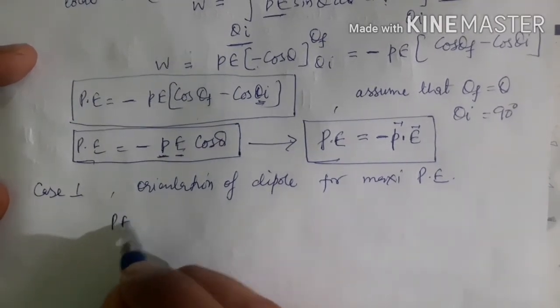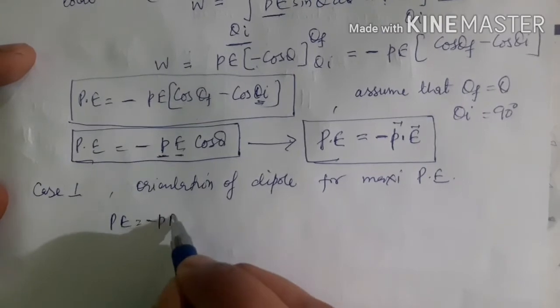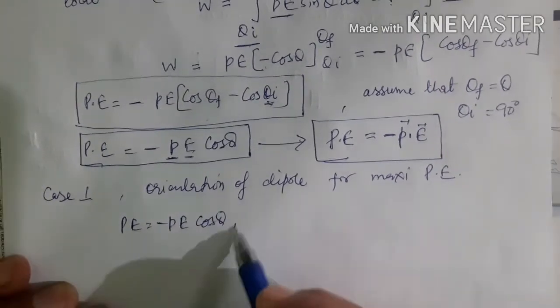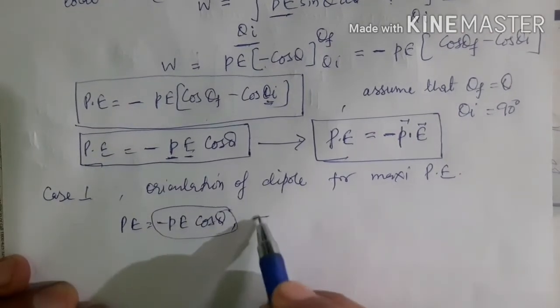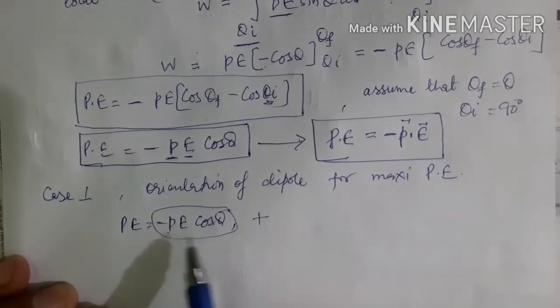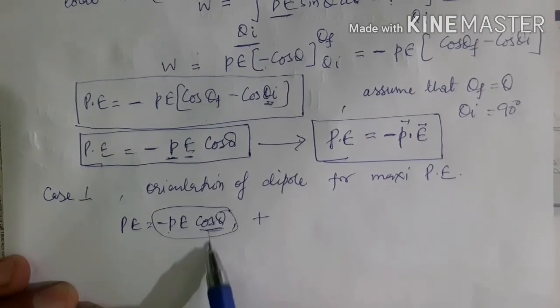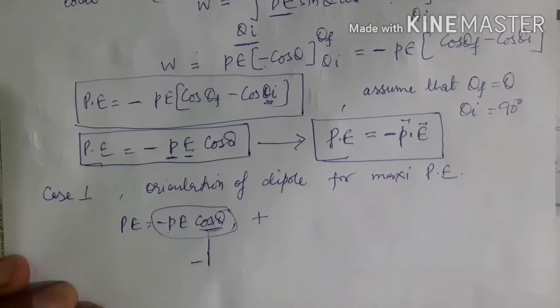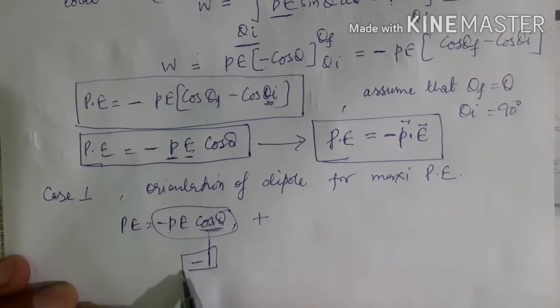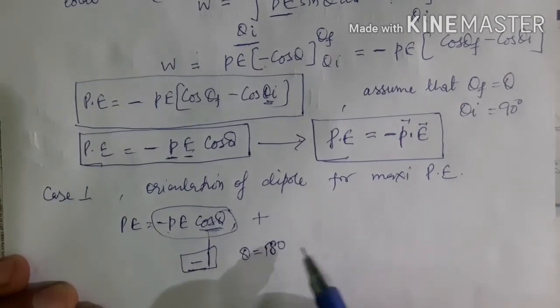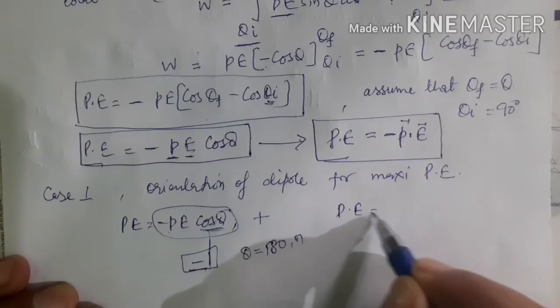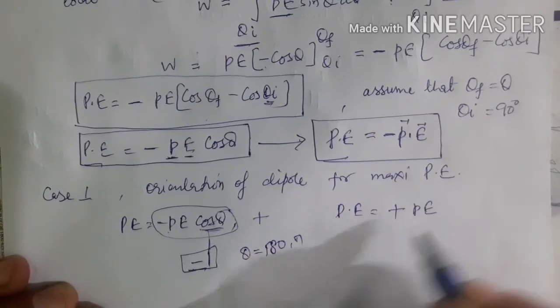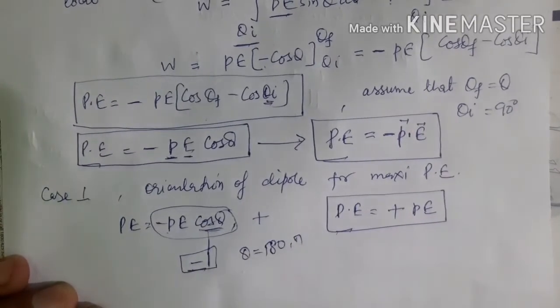So we know that potential energy is minus PE cos theta. Potential energy is maximum when this term is positive, so when cos theta is equal to minus 1, negative. When cos theta is negative 1, theta is equal to 180 degrees, or we call it pi. So the potential energy becomes positive PE. So this is your maximum potential energy.